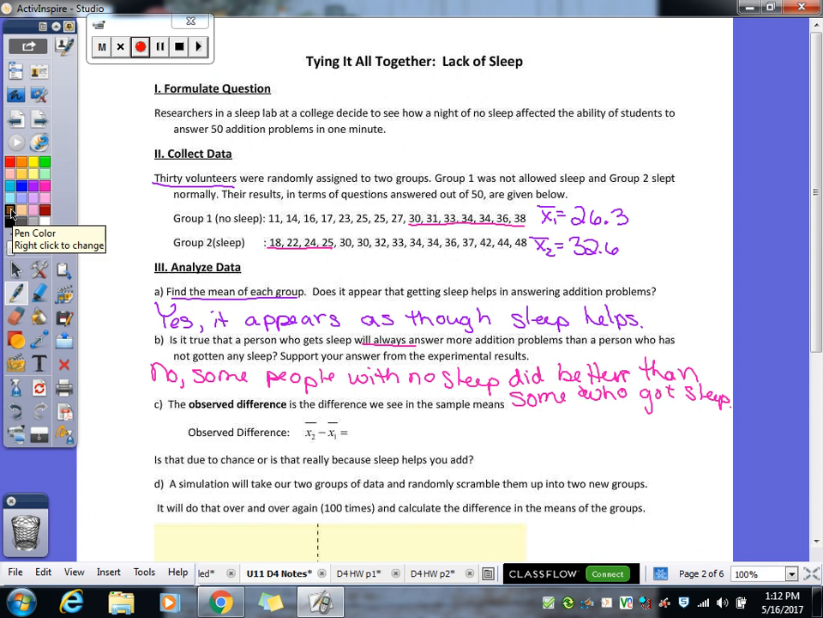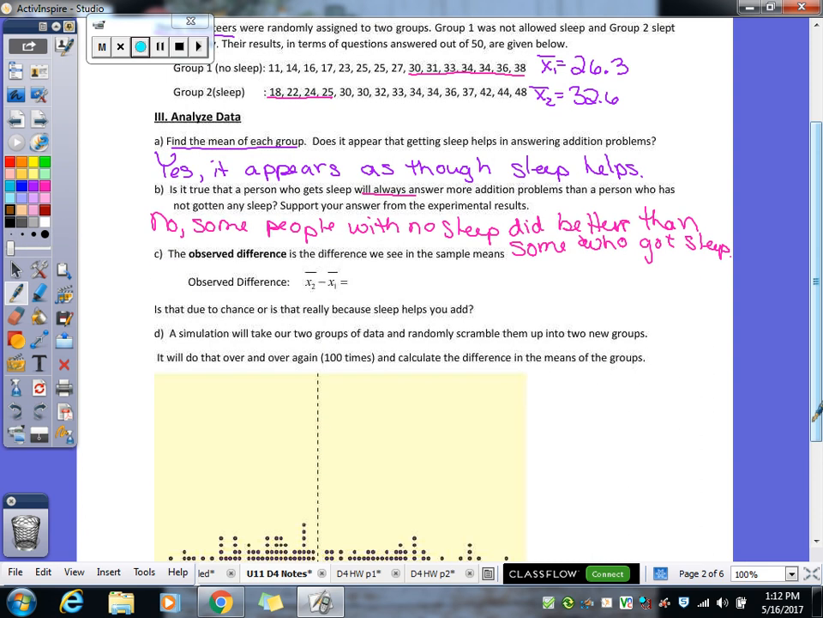So what we have to do now is we have to figure out what we refer to as the observed difference. So based on our means up there, they want to figure out what the observed difference is. So you would just subtract group 2 minus your group 1. And what do we get? I got 6.3. Yes.